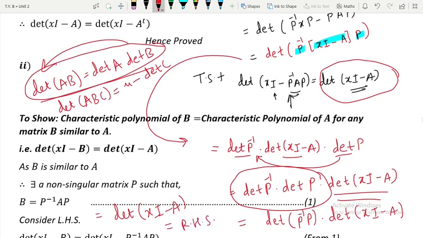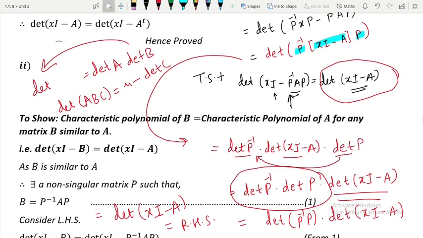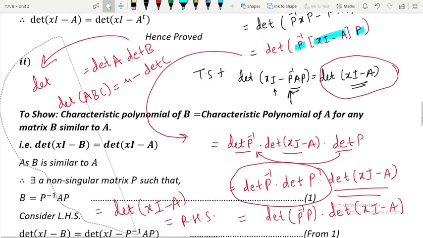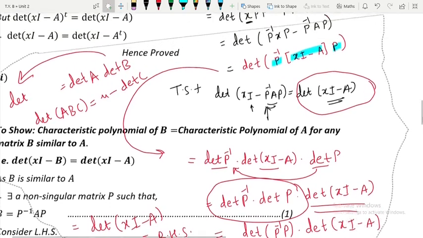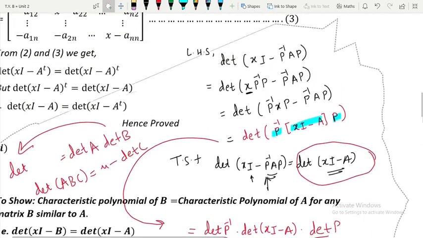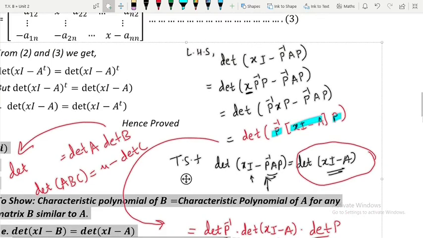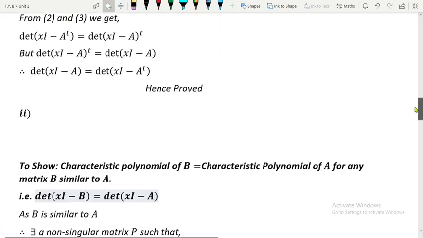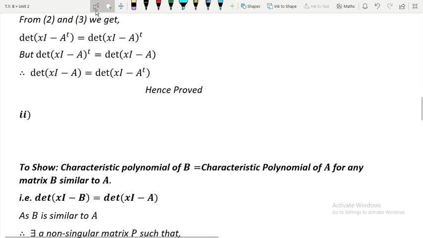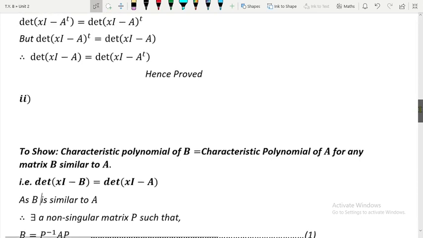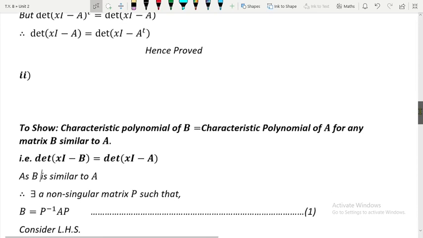So this will be exactly equal to determinant of xI minus A, and that is nothing but my right hand side, and therefore we will say the characteristic polynomial of B is equal to the characteristic polynomial of A, where this B was similar to A. So now let us check it. So over here, as B is similar to A, there exists a non-singular matrix P such that B is equal to P inverse AP.